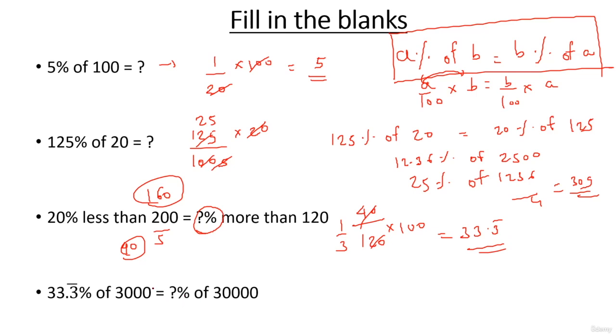In 3000 we simply attach a 0 here, right? So to compensate, we shift the decimal point one place to the left, right? So it will be 3.3%. Right, as simple as that.